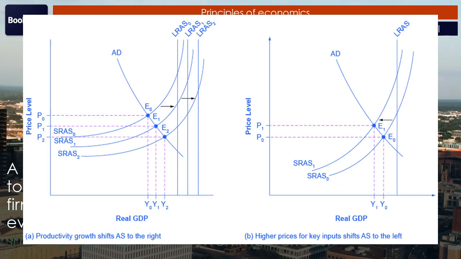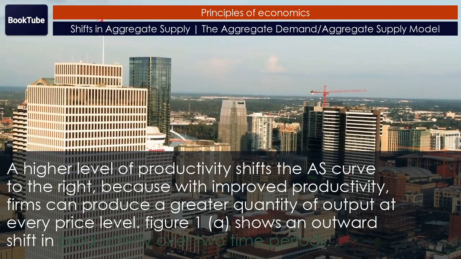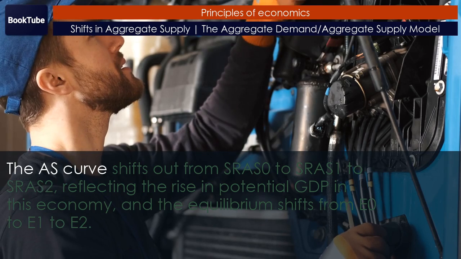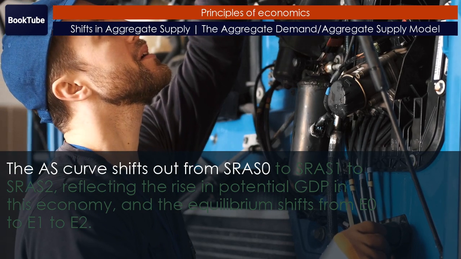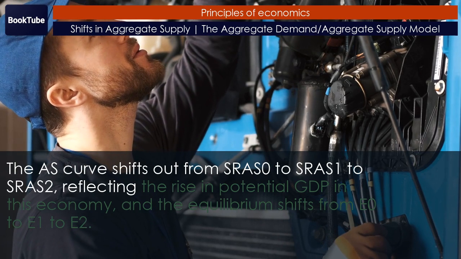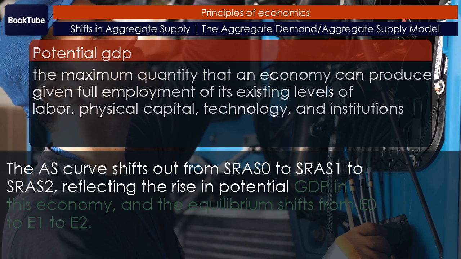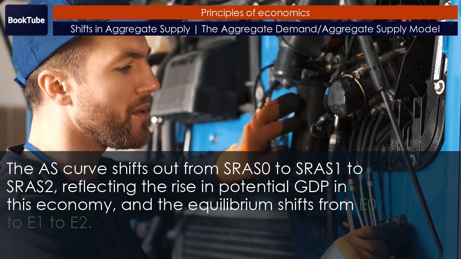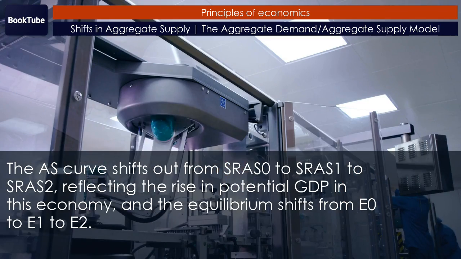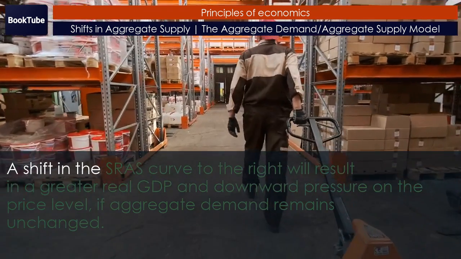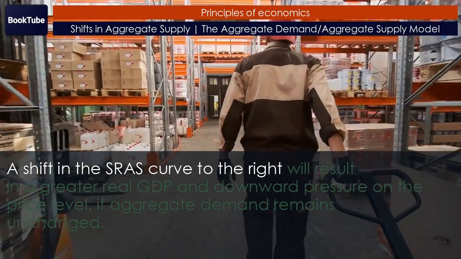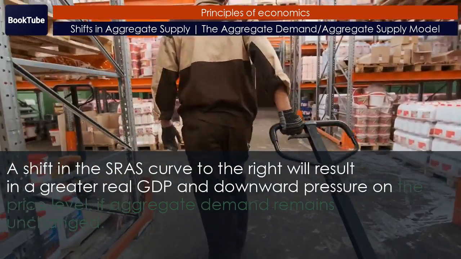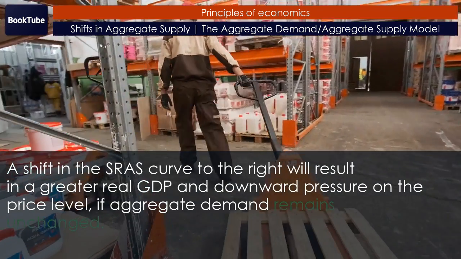Figure 1a shows an outward shift in productivity over two time periods. The AS curve shifts out from SRAS0 to SRAS1 to SRAS2, reflecting the rise in potential GDP in this economy, and the equilibrium shifts from E0 to E1 to E2. A shift in the SRAS curve to the right will result in a greater real GDP and downward pressure on the price level, if aggregate demand remains unchanged.